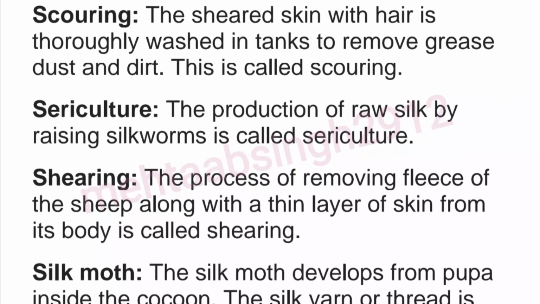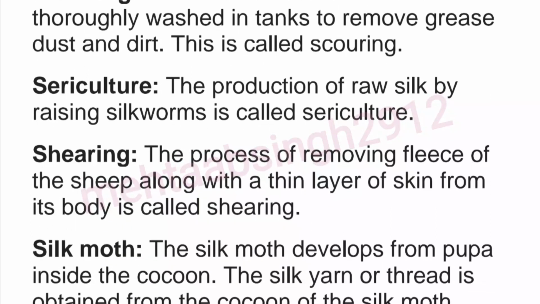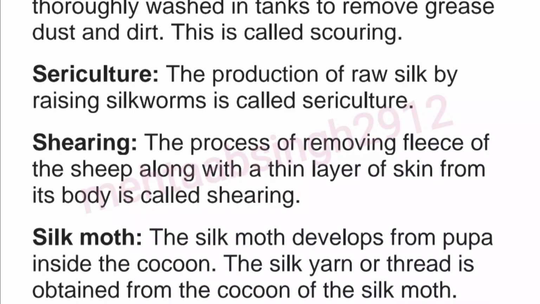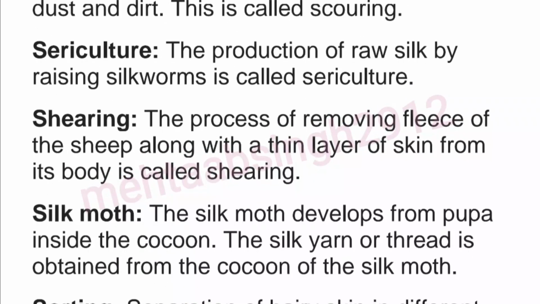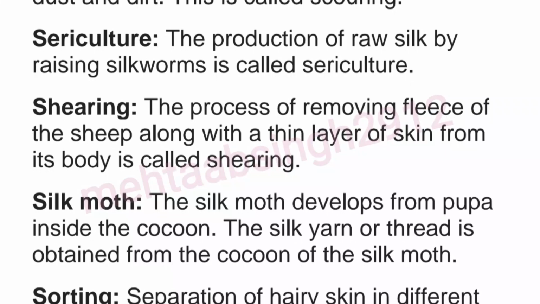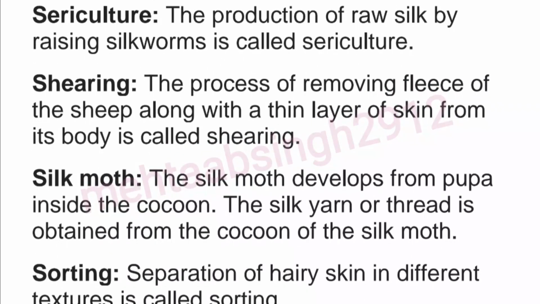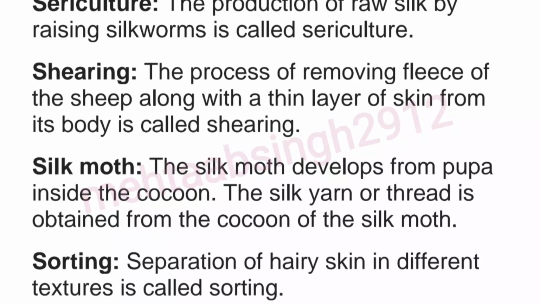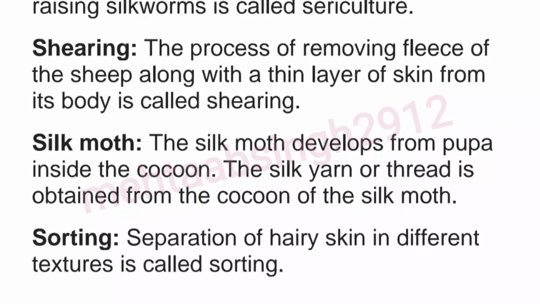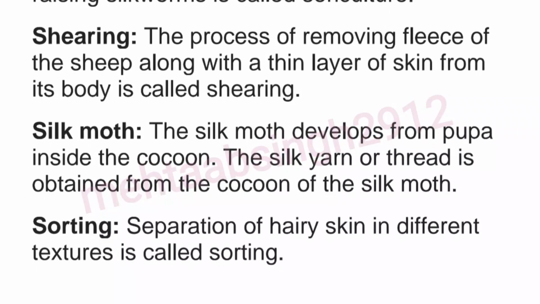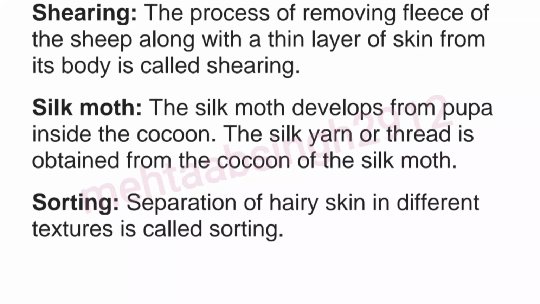Shearing. The process of removing the fleece of the sheep along with a thin layer of skin from its body is called shearing. Silk moth. The silk moth develops from the pupa inside the cocoon. The silk yarn or thread is obtained from the cocoon of the silk moth. Sorting. Separation of hairy skin into different textures is called sorting.